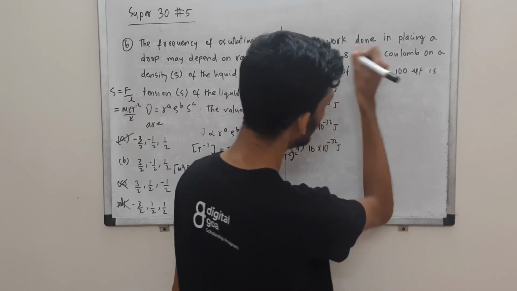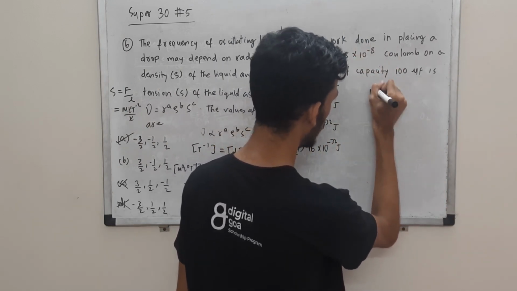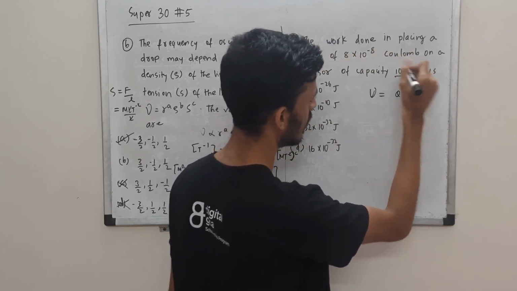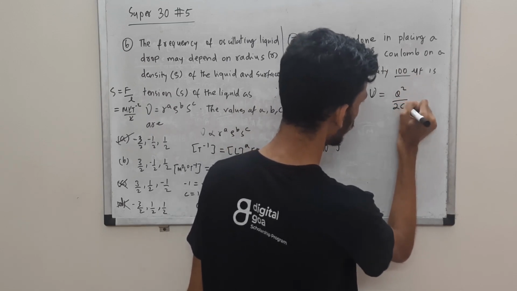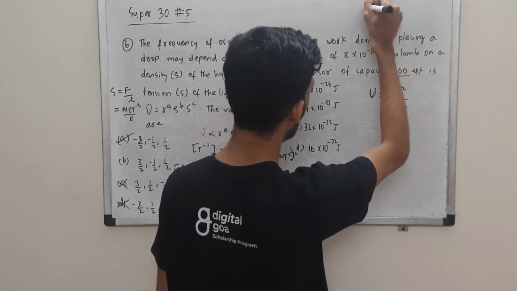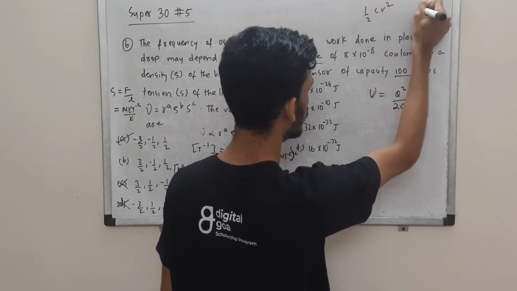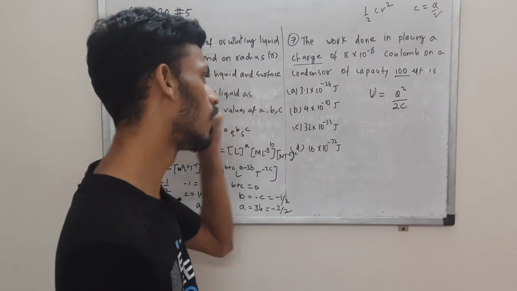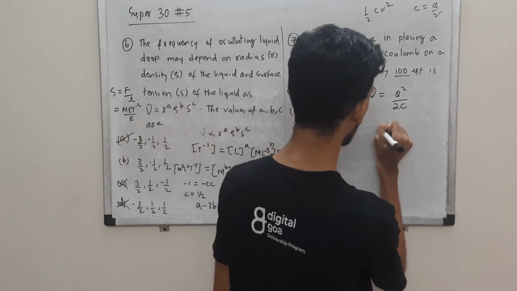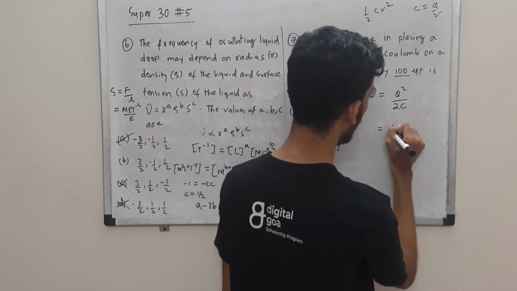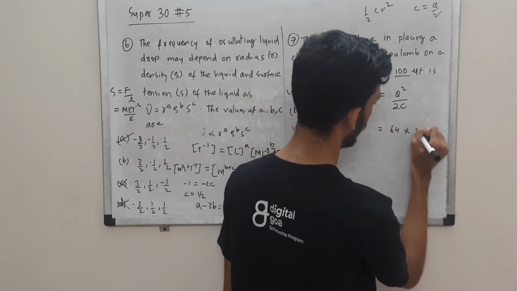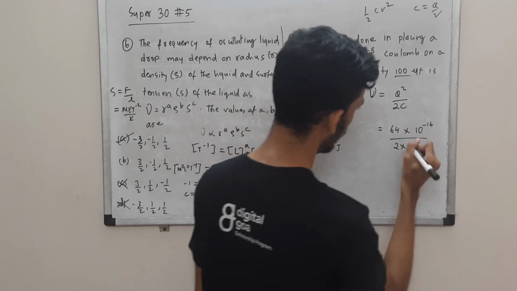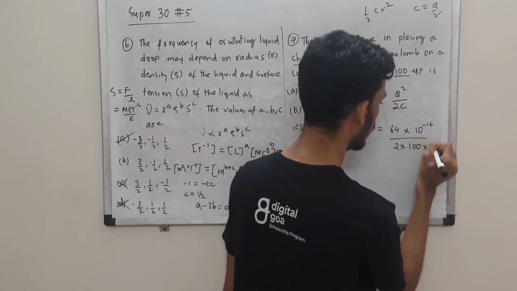Let's calculate this. Basically, the work done will be stored as potential energy, and the potential energy of a capacitor, if you want it in terms of charge and capacity, is q square by 2c. You can remember any one form, half cv square, and then use c is equal to q by v and manipulate to the form you want. For the charge it is q square by 2c. Q square is this charge squared, so square it. 8 square is 64 and 10 to the power minus 16, right? And here you will have 2 times c. C is 100 microfarad, so 100 into 10 to the power minus 6.